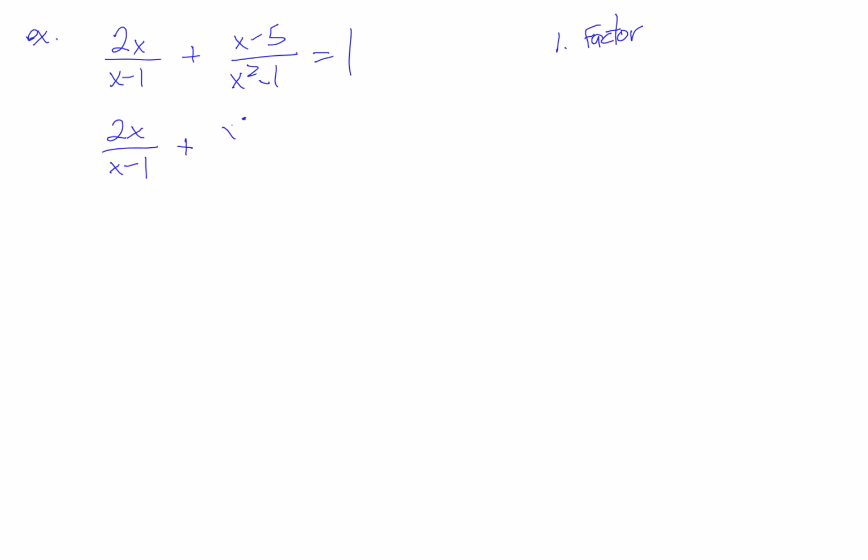Second fraction, we'd have x minus 5 on top, and if we factor the bottom, we'd have x plus 1 and x minus 1, right? That's one of our difference of squares type of factoring questions. So now when you look at this, we're ready to do our lowest common denominator for step 2. So we can see we have an x minus 1 and x plus 1, so we need both of them as our lowest common denominator.